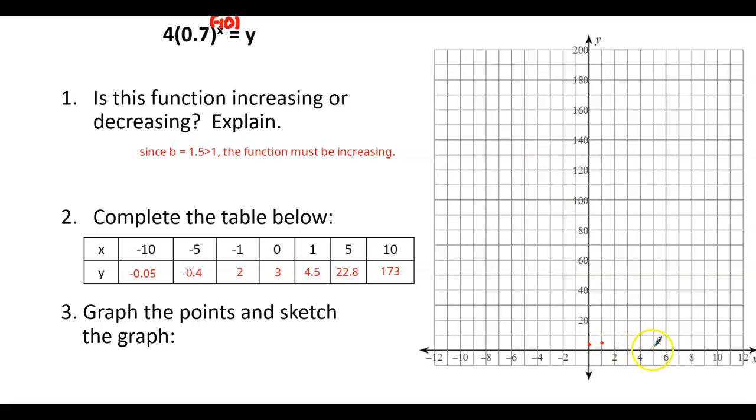So I'm going to go over to 5 now, and I'm going to go up to 22.8, which I would estimate to be maybe right about here. And then 10 is 173, so I'm going to go over to 10, and that takes me all the way up to 173. So it grows really fast, and that's how exponential functions are. They grow pretty quickly. All right, so it's going like this, it seems.